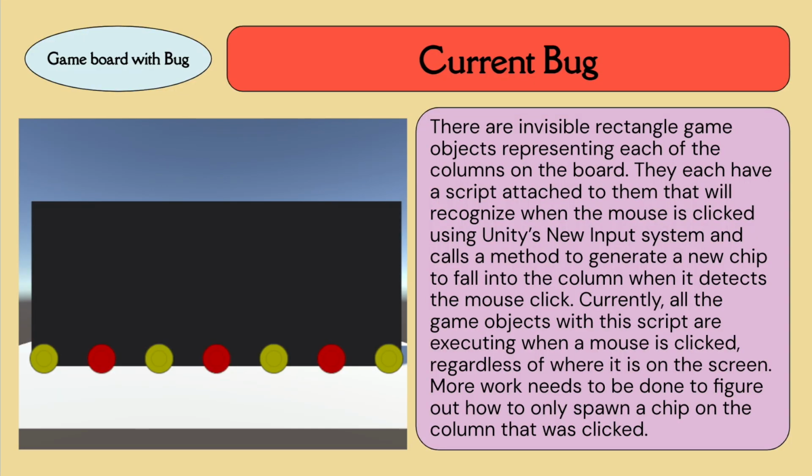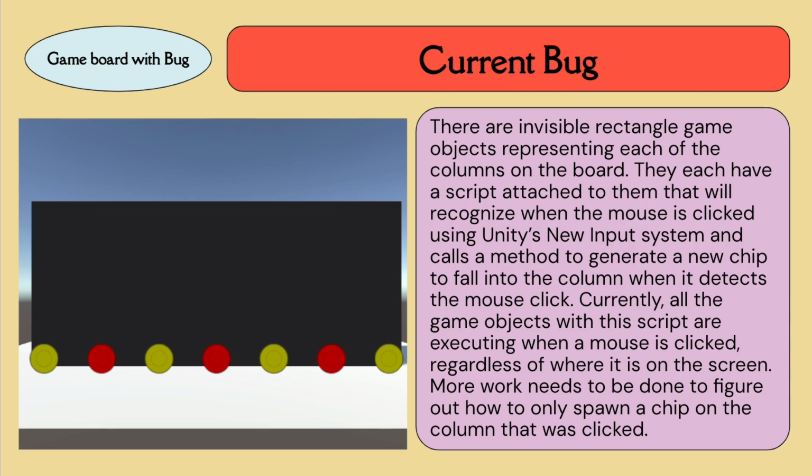I have a current bug in my game. There are invisible rectangle game objects that represent each column on the board, and they each have a script attached to them that recognizes when the mouse is clicked using Unity's new input system, and this calls a method to generate a new chip to fall into that column.